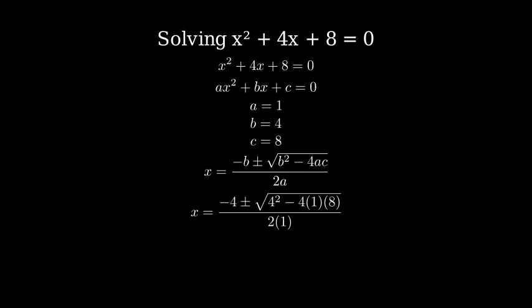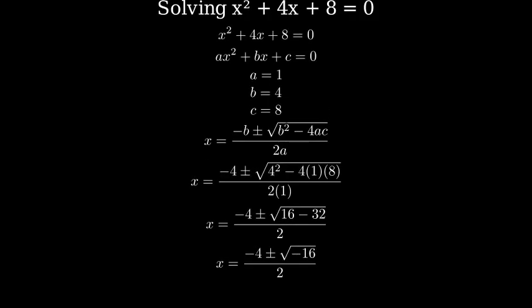Let's simplify step by step. First, let's simplify inside the square root. 4² is 16, and 4 times 1 times 8 is 32. Simplifying further under the square root, 16 − 32 equals −16. Since we have the square root of a negative number, this means our solution will be complex.